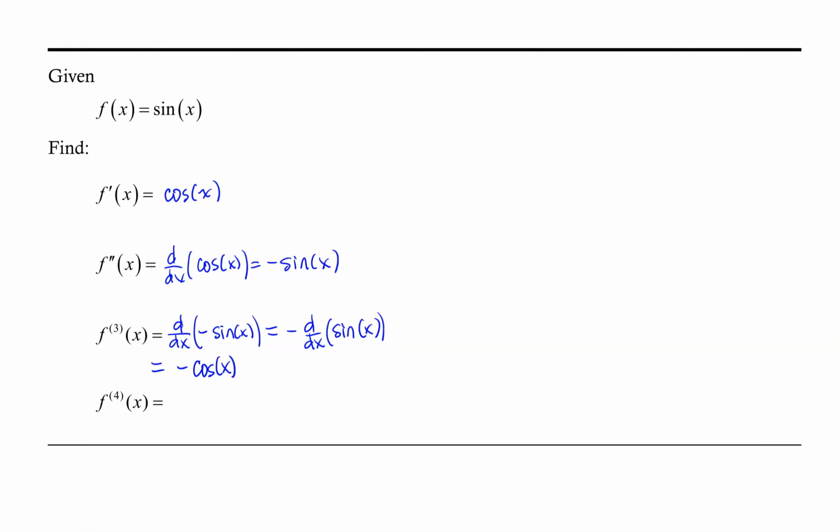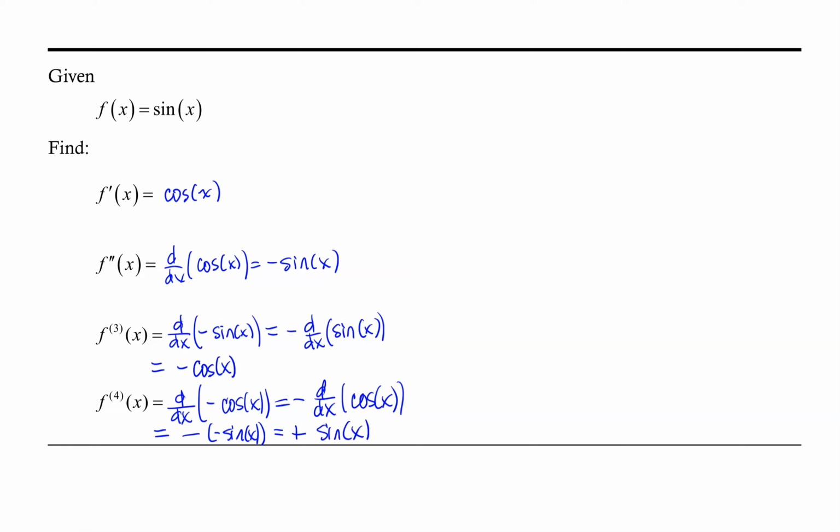And then for our fourth derivative, we're taking the derivative of negative cosine of x. Bring that negative out front, negative derivative of cosine of x, which is equal to, now we have negative, now the derivative of cosine is negative sine of x. So we end up with a positive sine of x.